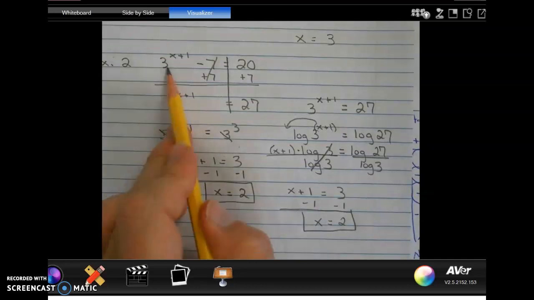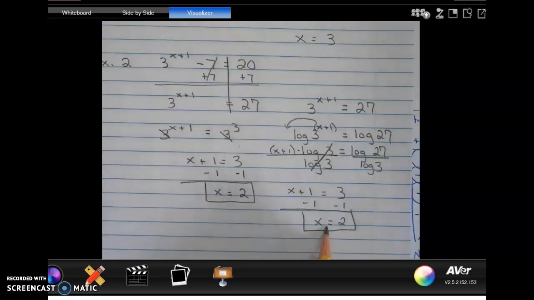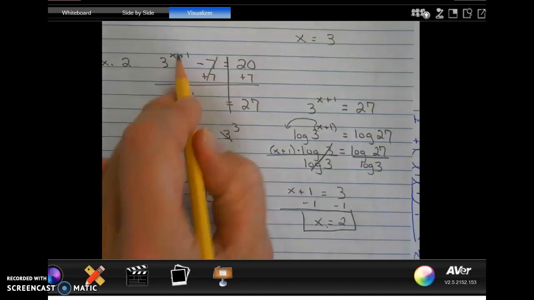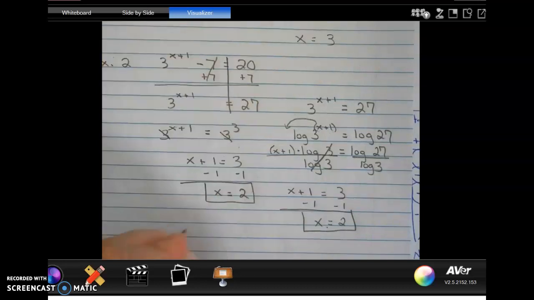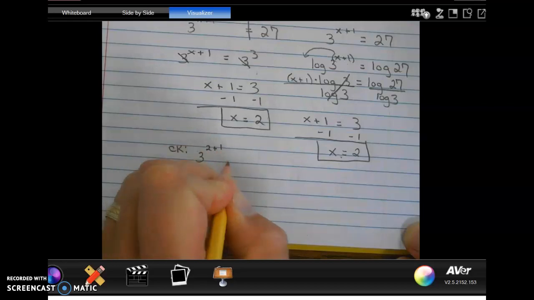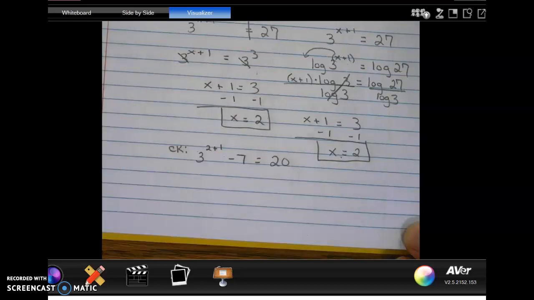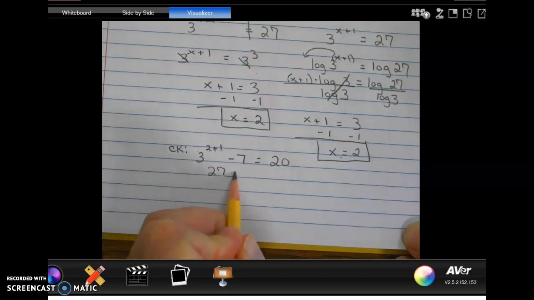And since the domain for an exponential function is all real numbers, that means we won't have any extraneous solutions. So you don't have to check for extraneous solutions, but it wouldn't hurt to check your answer by plugging it back in and seeing if it works. So let's plug 2 back in. So we have 3 to the 2 plus 1 power minus 7. Does that equal 20? So 2 plus 1 is 3. 3 to the third power is 27. And as you can see, it checks out.